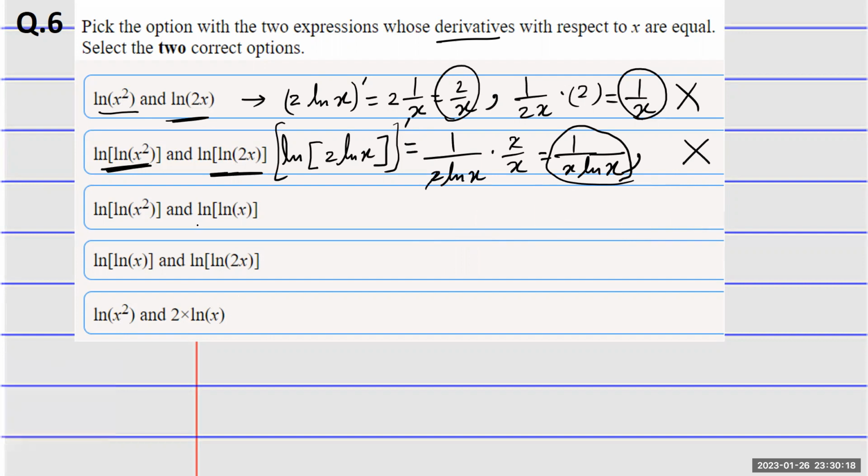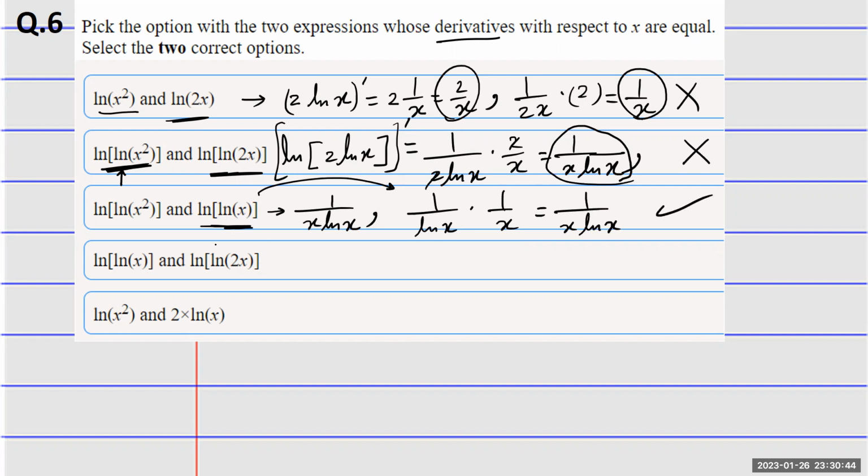Maybe. Let me check. Here, the derivative of ln x squared that I did here, which is this one, is 1 over x ln x. And the derivative of this one, when you derive it, you have 1 over ln x, yes, times the derivative of ln x, 1 over x. So now they are the same. This is the first one. The derivative of this is the same as the derivative of this. They are equal now. F prime here is the same as G prime here.